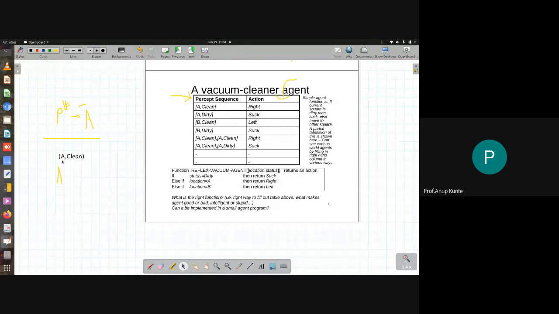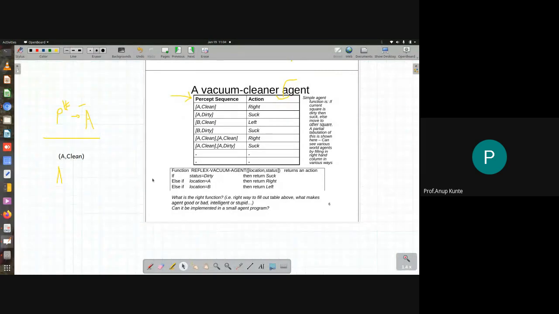So I am just going to append one of these four: A clean, B clean, A dirty, B dirty. One of these four, I'll just keep on adding to this particular list of percepts to generate a percept sequence. This is exactly what they are showing.